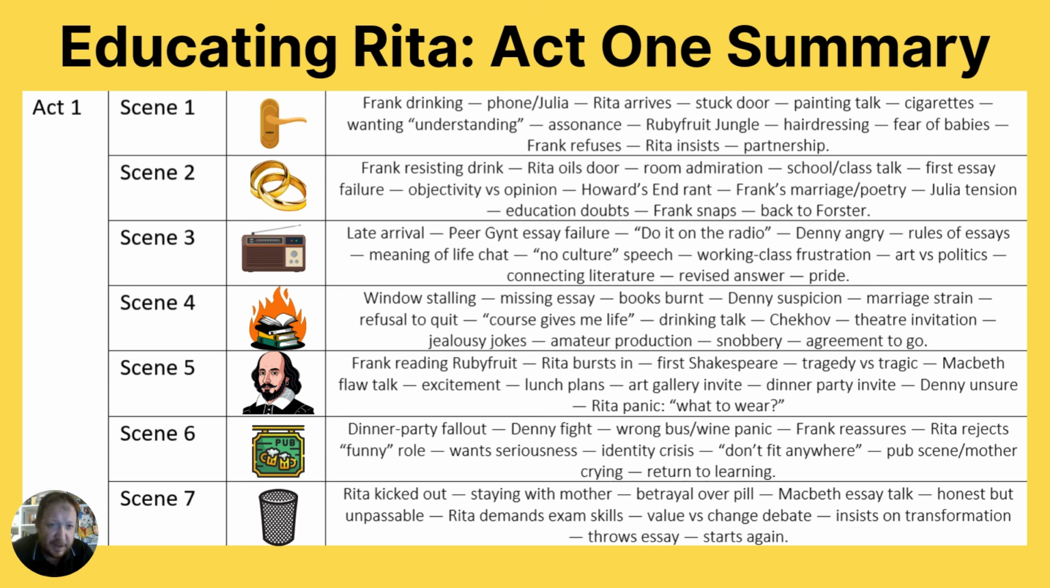In between scene 5 and scene 6, you can see I've put a pub sign there, but that's where Rita doesn't turn up at the dinner party. Denny fights again, and it's that pub scene where she describes the mother crying, and we learn the main reason why she's so persistent in her learning. And then scene 7, Rita kicked out of her home, he's found the pills, etc. And then we've got the Macbeth essay. Not a very successful essay, thrown in the bin, start again, let's get on with it. And she's insisting on the transformation.